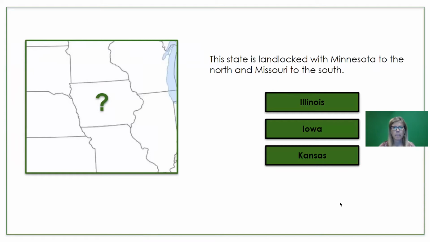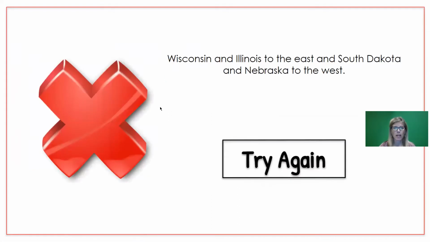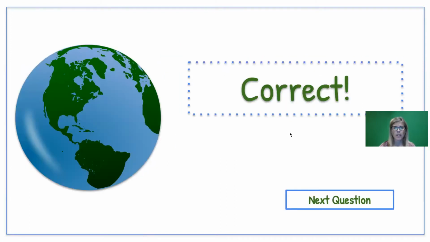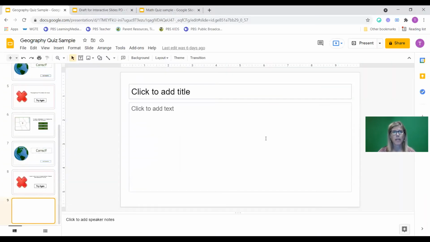the next question. The next question then, the state is landlocked with Minnesota to the north, Missouri to the south. So if they just choose the first one once again, it will say try again. A new clue or an additional clue is given. So they hopefully will get it right the second time. They click try again, and they can figure out that it is Iowa. And so they can go on and they can go to the next question, which I just have a blank screen for the next question. So now that you see what we are going to do, let's learn how to make this presentation.